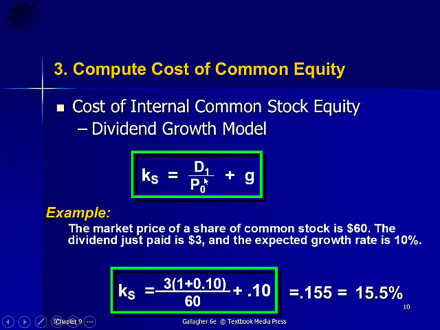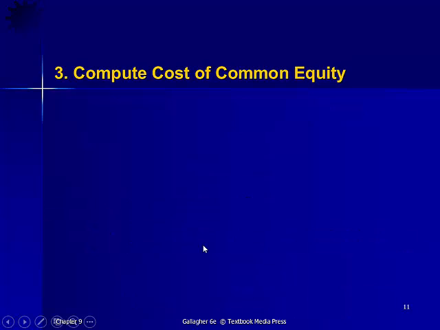The reason for that is that the model asks us for D sub 1, and the dividend just paid is D subscript 0. So we have to make this adjustment when we're given the dividend just paid. If we were given directly the dividend 1 year from now, we wouldn't have to make an adjustment like this.